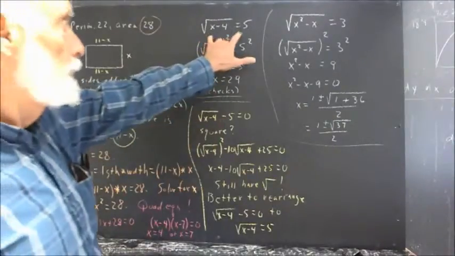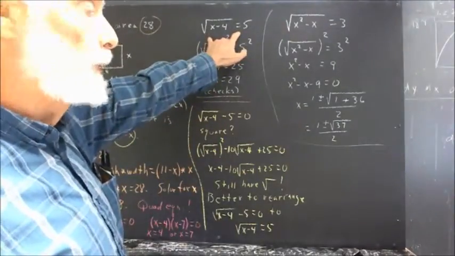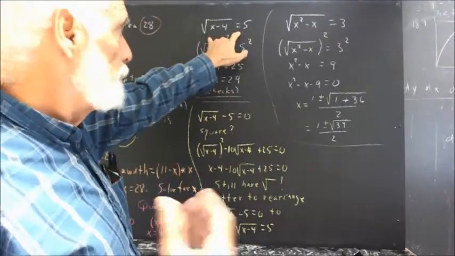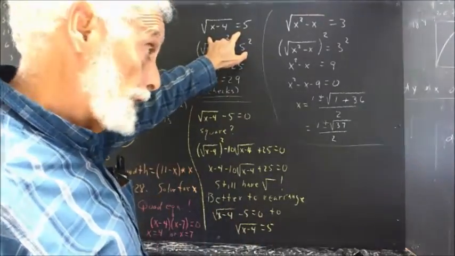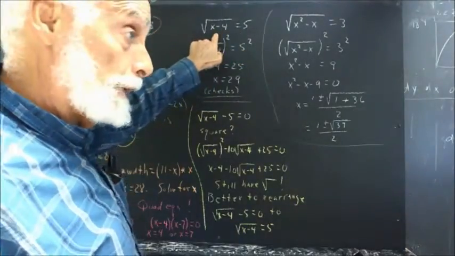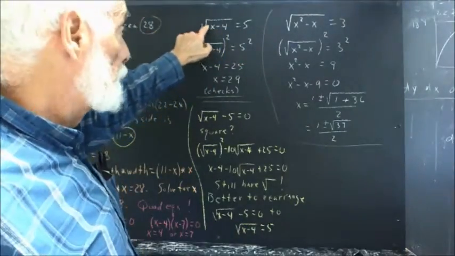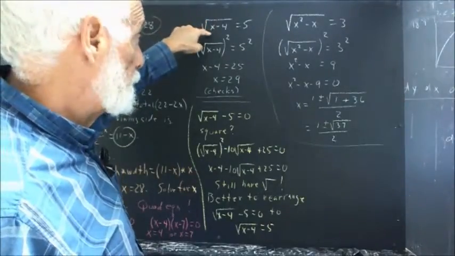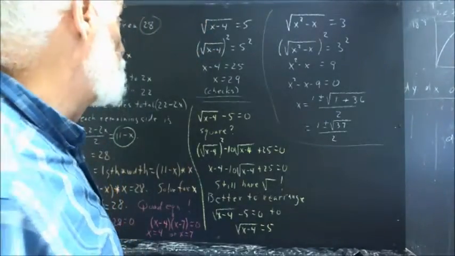Okay, we're given the equation square root of x minus 4 equals 5. How are we going to solve that? Well, that should be fairly obvious that if we square both sides of this equation, then we're not going to have that square root there anymore. And that square root kind of keeps x in check. We can't really deal with x till we get it out of the square root, and this is the way to do it.